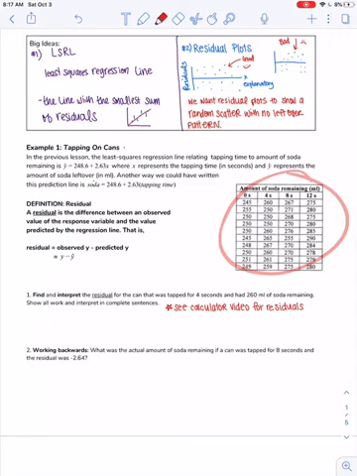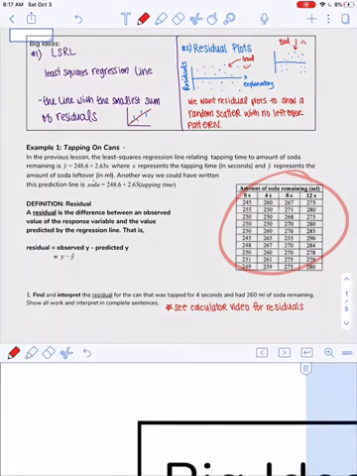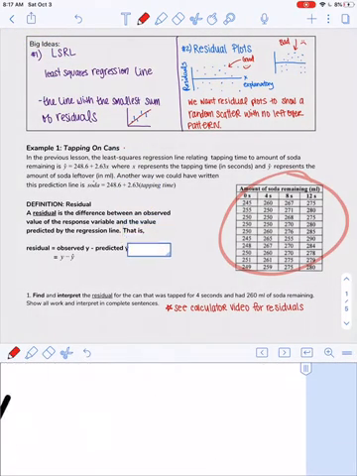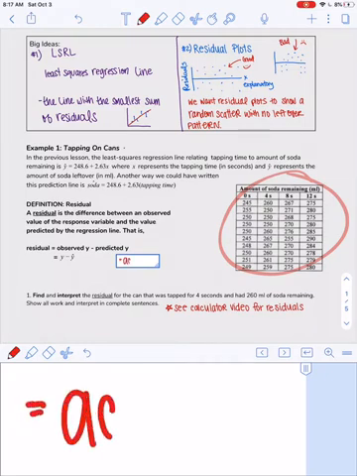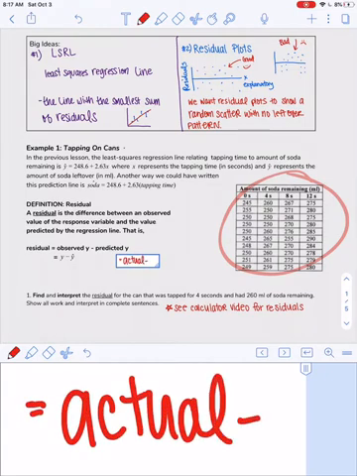Okay, so talking about residuals. Remember, the residual is the difference between an observed value of the response variable and the value that's predicted by the regression line. So observed minus predicted, so y minus y hat. We've also been thinking of it as our actual minus our predicted.